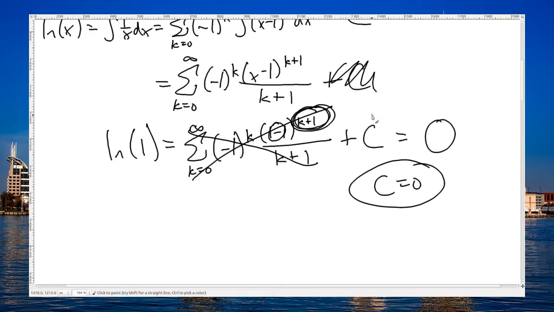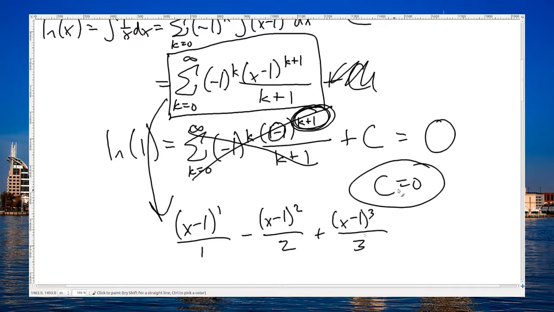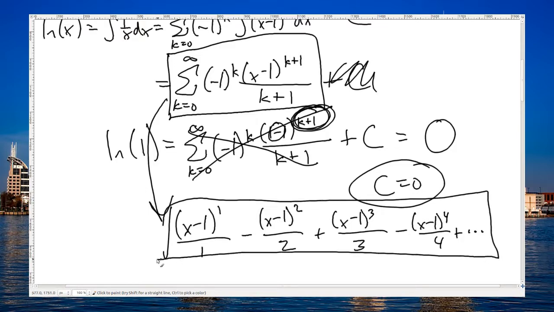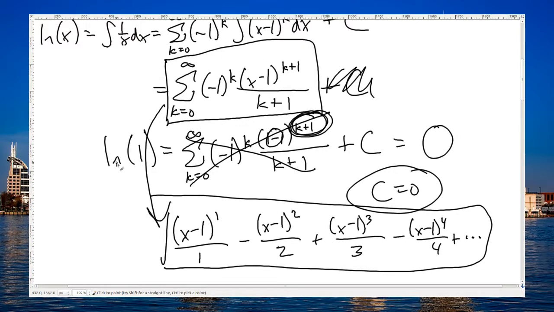Okay, c is equal to 0. That's great. Now we can scratch out that c. Now we can call this our integral. And if we want to expand that out, we get what I was trying to write earlier: x minus 1 to the 1 divided by 1, minus, for the next term, x minus 1 to the 2 over 2, plus x minus 1 cubed over 3, minus x minus 1 to the 4th over 4, so on and so forth. That would be the first few terms of the infinite length polynomial.